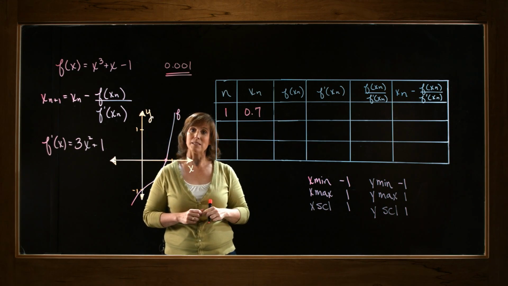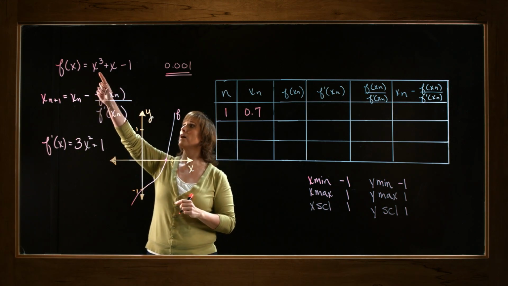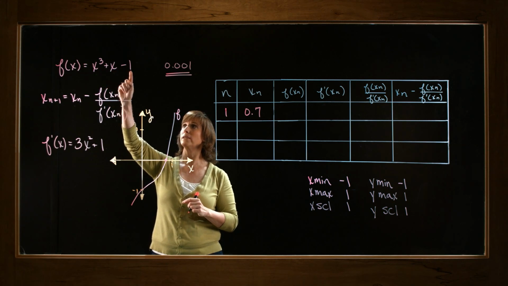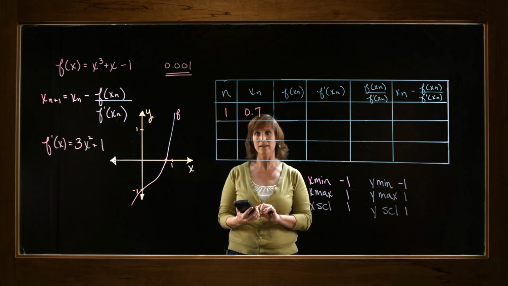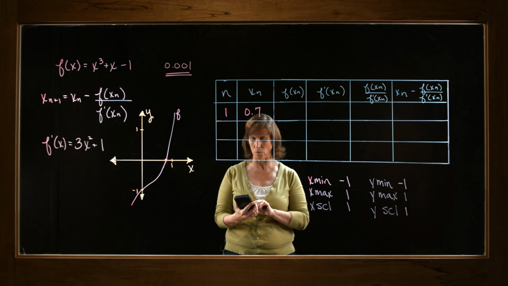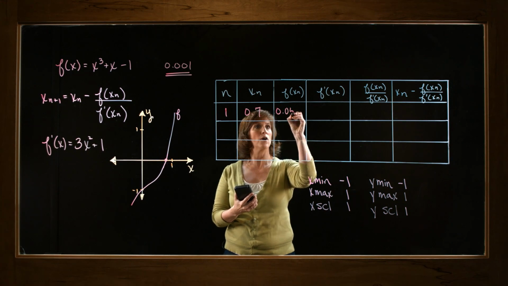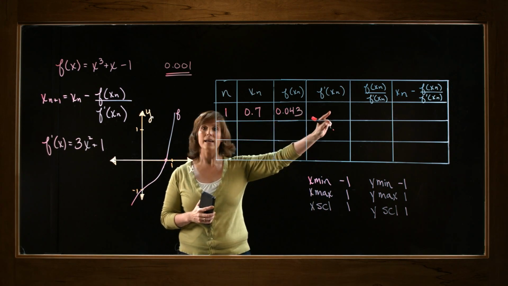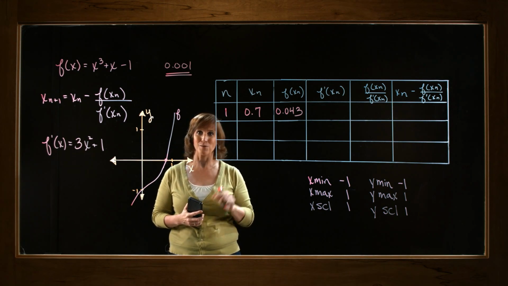The next column asks me to find f of 0.7. So I'm going to go ahead and plug 0.7 into my function, and I'll have 0.7 cubed plus 0.7 minus 1. And when I fill that information in, 0.7 cubed plus 0.7 minus 1, I get 0.043. Now the rest of the row are just some calculations, so I'll be right back after I finish that row in.